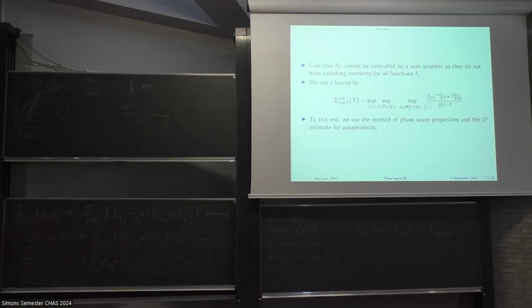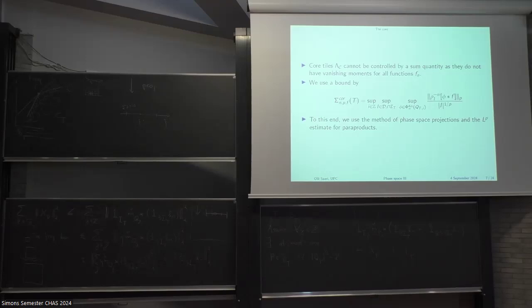And of course, the problem at the core is now, as in the difficult case, when the layer multiplier projections cause piling up. And we will use the other side, which is not providing any cancellation like before. And now to do this part, we will use the method of phase space projections and the LP estimate.